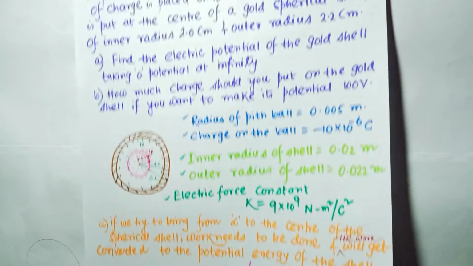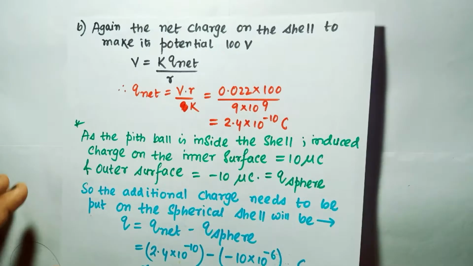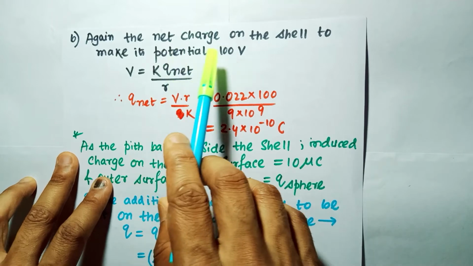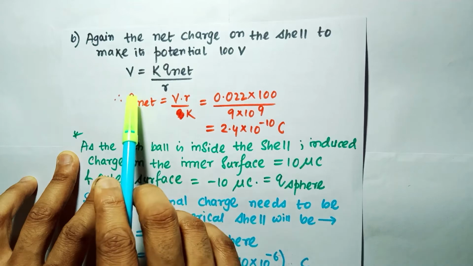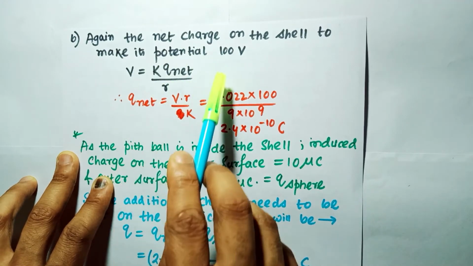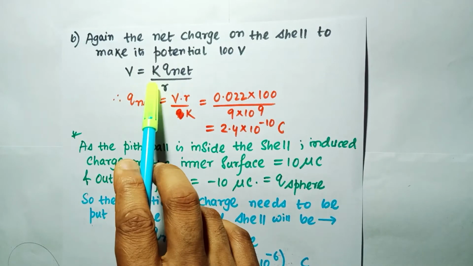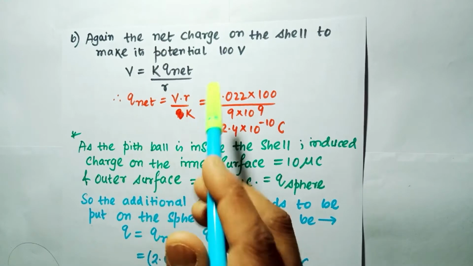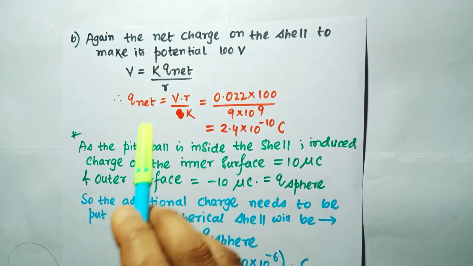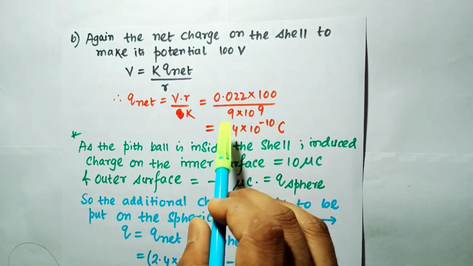So this is the potential of the spherical shell if I put the pith ball at the center of the spherical shell. For the second part, again I need the net charge on the shell to make the potential of the spherical shell 100 volt. For that, the potential of the spherical shell must be 100 volt. So V is equal to k q net divided by r. This is the potential expression for a single point charge, as we all know. I need to find q net first. So q net is Vr divided by k, and it comes out to be 0.022 times 100.